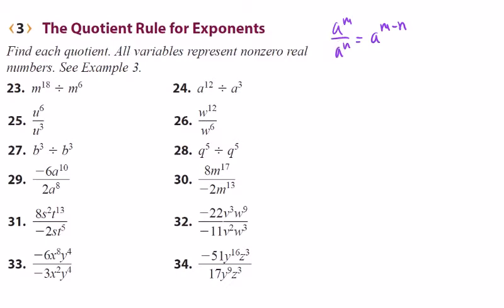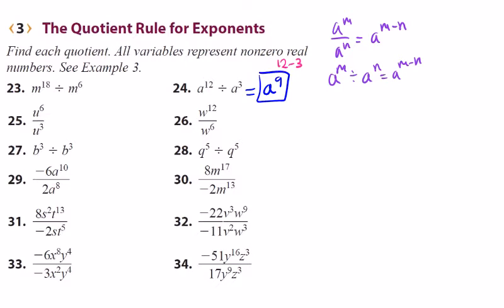Now remember, division can be written a few different ways. Another way that we could write this property is a to the m divided by a to the n equals a to the m minus n, so we can use the division symbol as well. That comes into play on 24. We're dividing like bases. Both the bases are a, so we can simplify that to a single a and subtract the exponents. 12 minus 3 is 9, so we get a to the 9th.